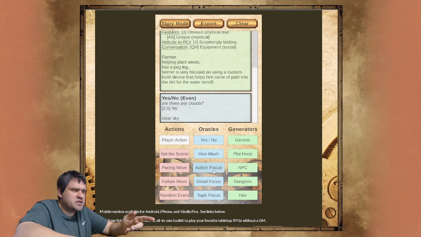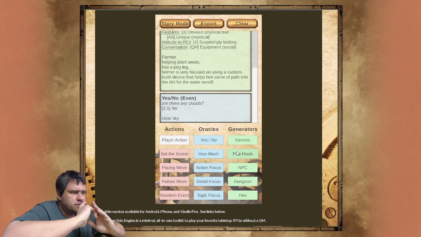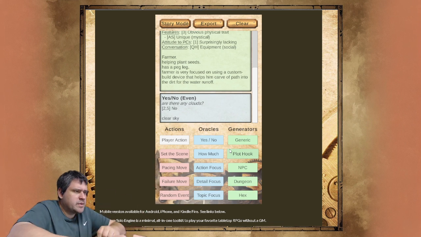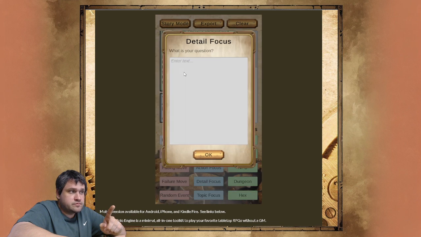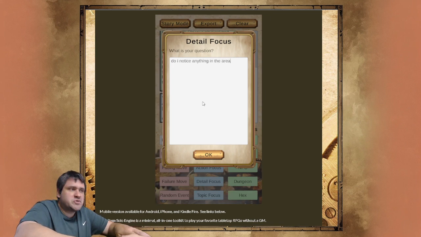Pacing, move. Let's try these other ones. Detail focus. Maybe I noticed something, my character, instead of a plot hook. I think plot hooks are better while we're traveling or in the tavern. Let's try, I noticed something. So, do I notice anything strange? Do I notice anything in the area? I'm just casually looking around.